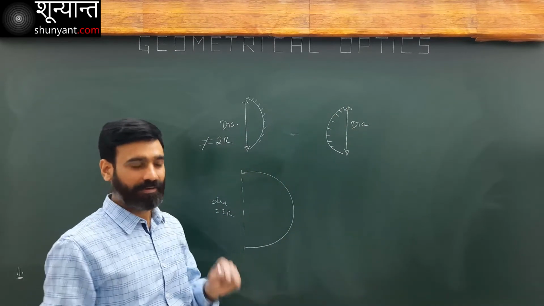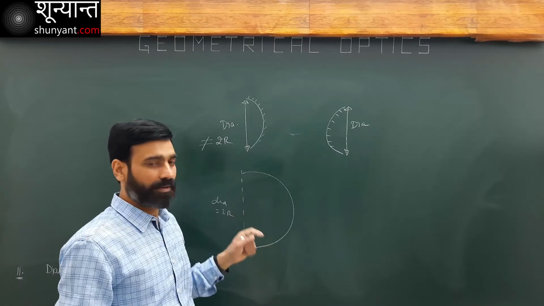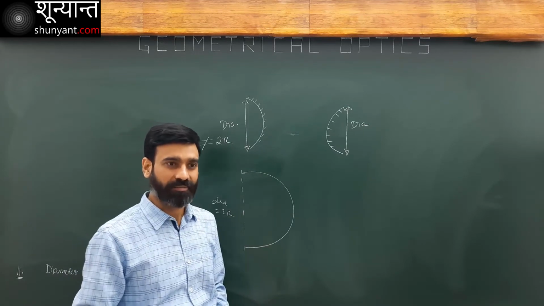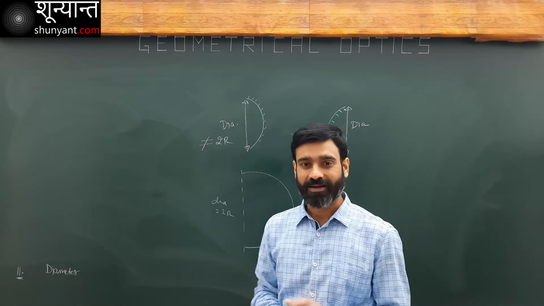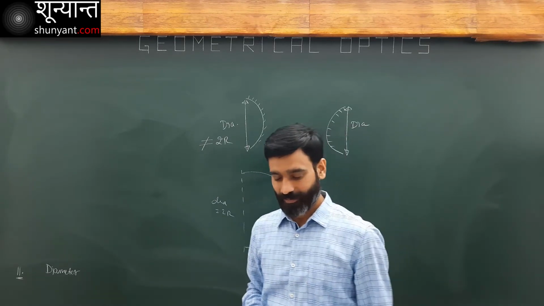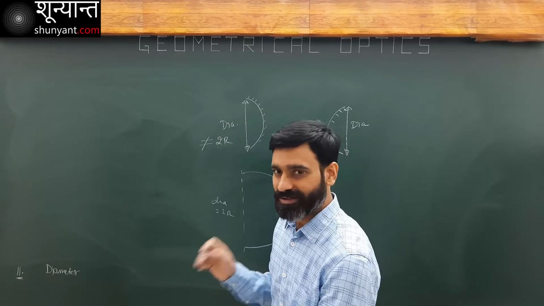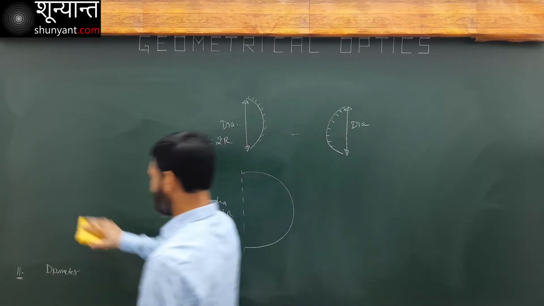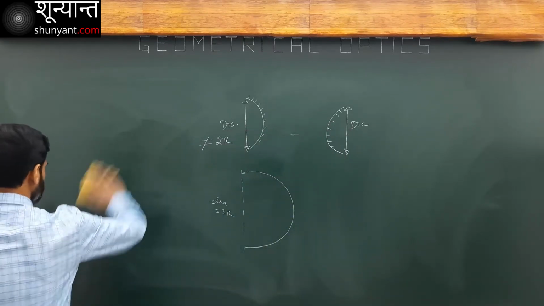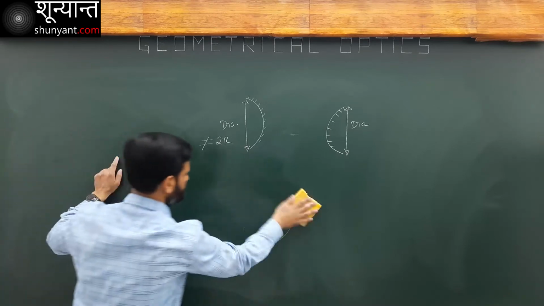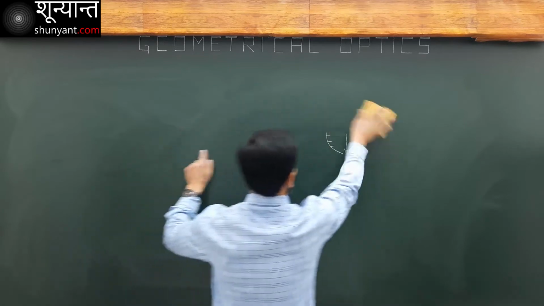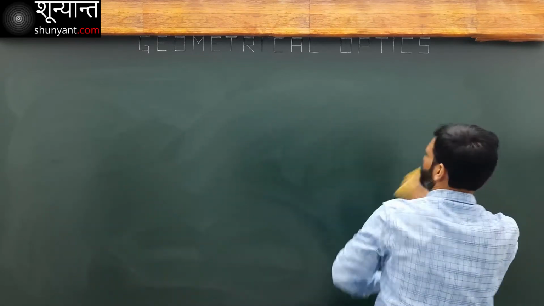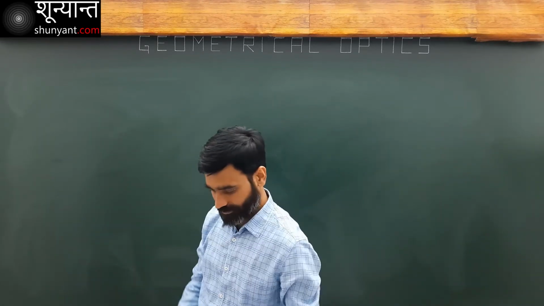This is about the terms. Not only terms, we defined many important terms: focus, paraxial rays, focal length, pole. Next, what we are going to do is to look at the laws of reflection.